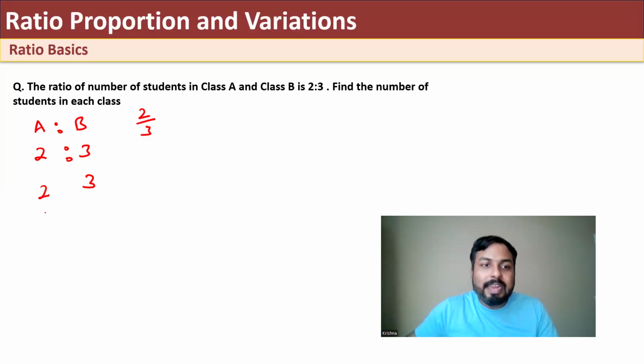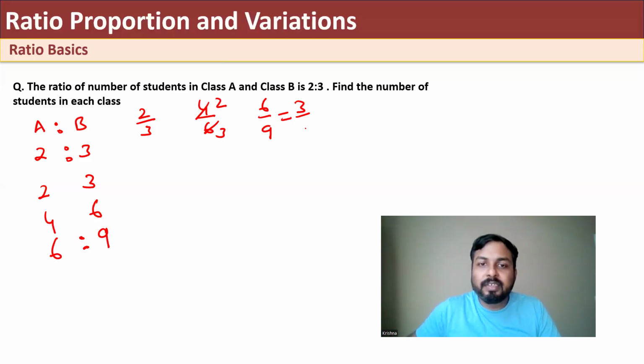Or the number of students in class A is 4 and in class B is 6. Then 4 by 6: 2 2s are 4, 2 3s are 6, again the same ratio. Or if class A has 6 students and class B has 9, then 6 by 9: 3 2s are 6, 3 3s are 9. Again, the same ratio.